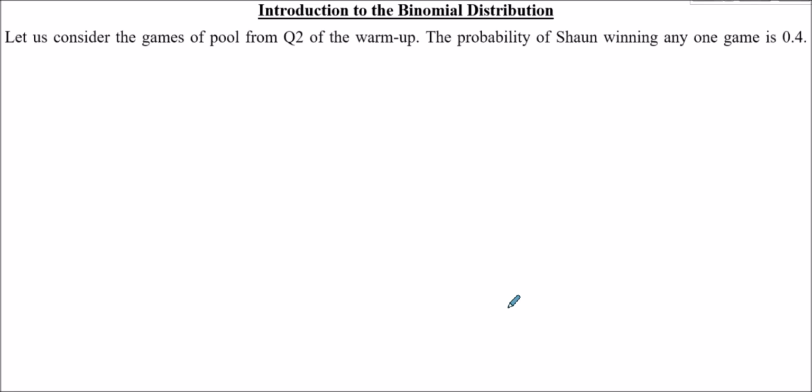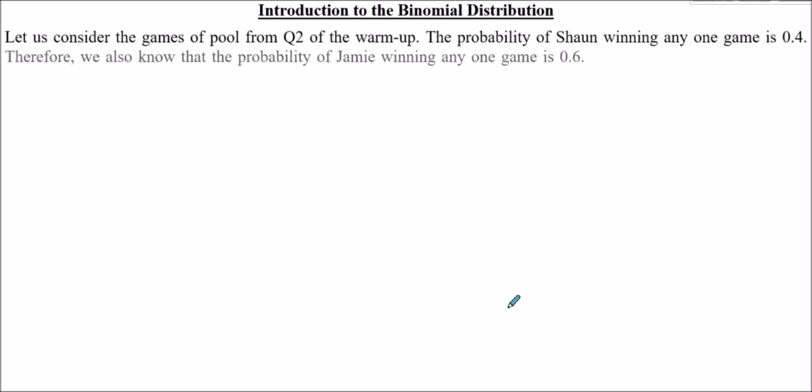So let's just go back to question 2 of the warm-up. The probability of Sean winning any one game of pool is 0.4. Therefore, from this, we also know that the probability of Jamie winning any one game is 0.6. So if Sean doesn't win, then that means Jamie wins. 0.4 plus 0.6 adds up to 1.